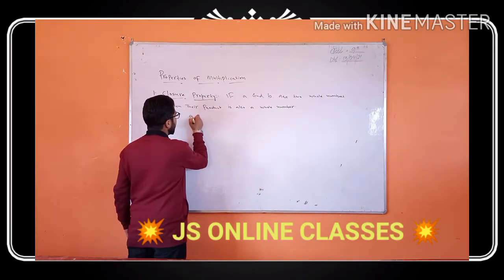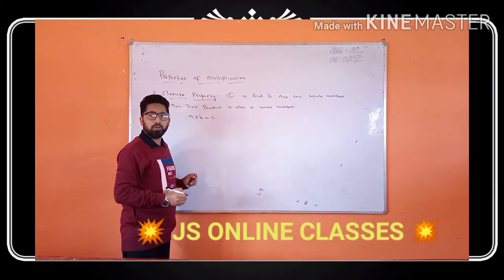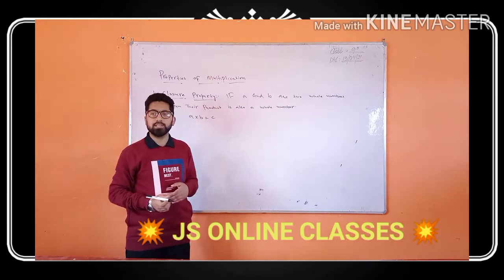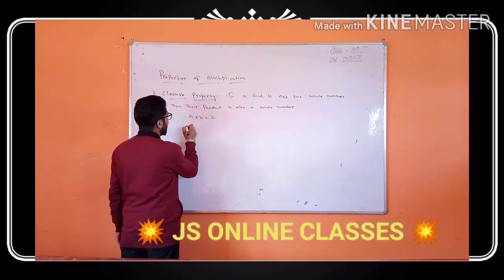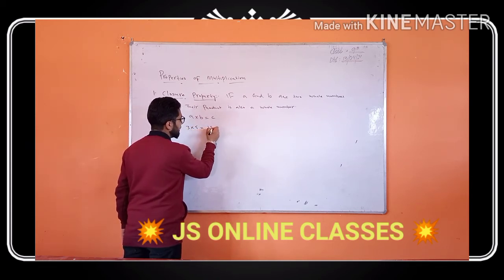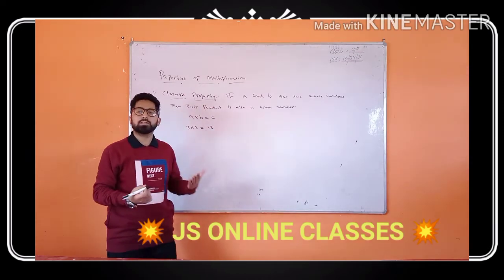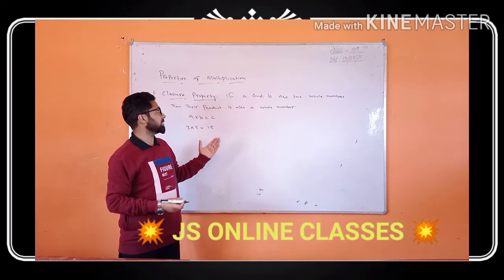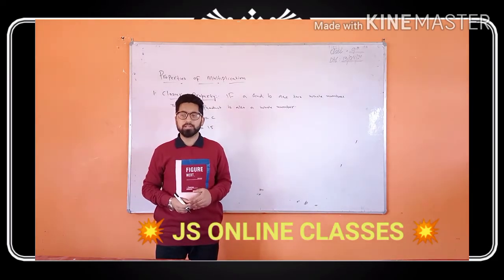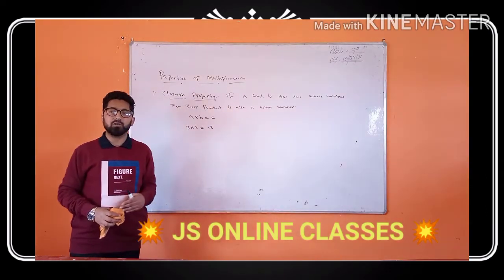Say we write A into B and we get C. So here A and B are two whole numbers, we have multiplied these two numbers and we get another whole number, that is C. For example, if we have 3 into 5, that's 15. These two whole numbers, when we multiply, the product is 15, which is also a whole number. So this property says that multiplication is closed under the closure property. Okay, understand? First you can write the definition, you can take this screenshot.